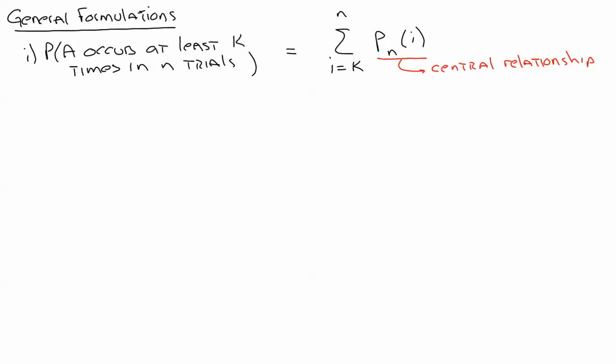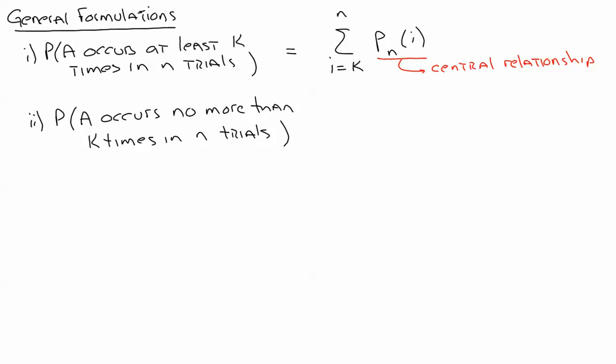All right. Second one. The probability that event A occurs no more than K times in N trials. That is the summation from I equals 0 to K of P sub n of I. Once again, my central relationship.